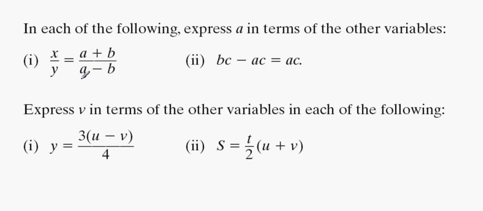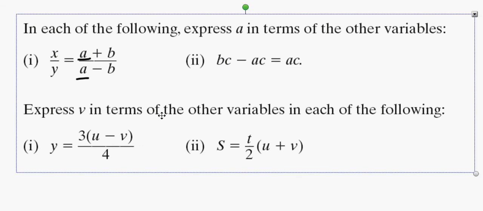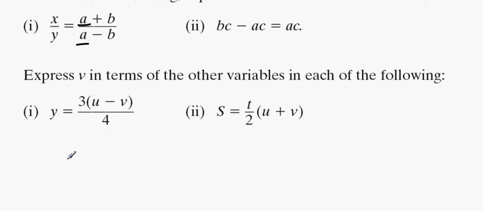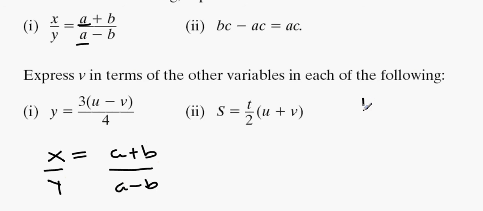Now, I have two golden rules about this. If you can cross multiply, do so. Okay, so I'm just going to rid myself of this one. If you can cross multiply, do so. So what we have here is x times a minus b equals y times a plus b. So the rule is cross multiply if you can.